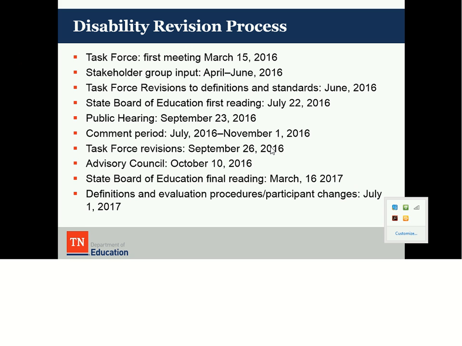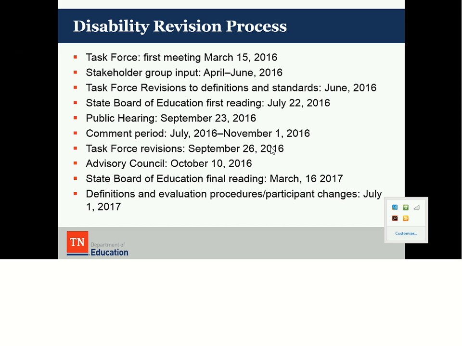For those who are not aware, the disability revision process has been pretty lengthy. It began on March 15, 2016. It involved multiple different groups who provided feedback as well as recommendations for revision. It began with a task force of professionals, advocacy members, and various stakeholders across the state. They got together and decided which disabilities needed to be updated based on a review of needs.